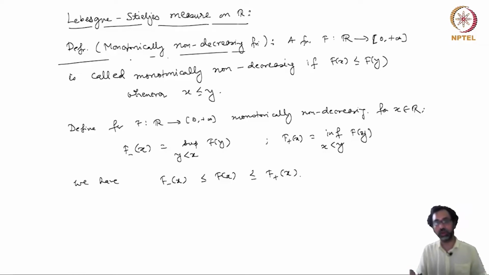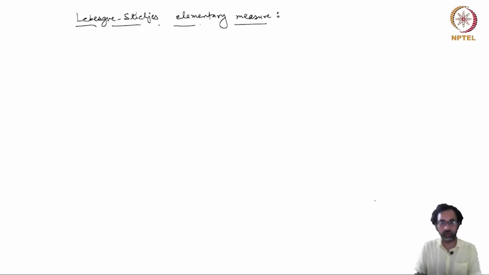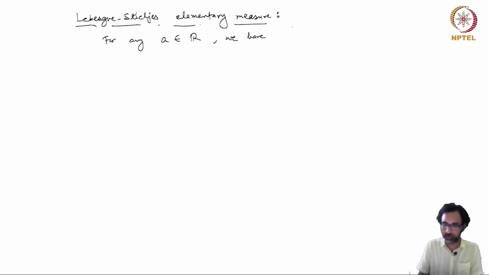So using this function capital F, we will define a pre-measure by giving a formula for the pre-measure on bounded intervals. Now we can define what's called the Lebesgue-Stieltjes elementary measure. So this is defined as follows: for any real number a, I'll denote this as mu f of the singleton set a. This is by definition f plus a minus f minus a.